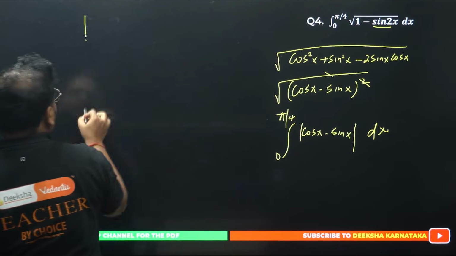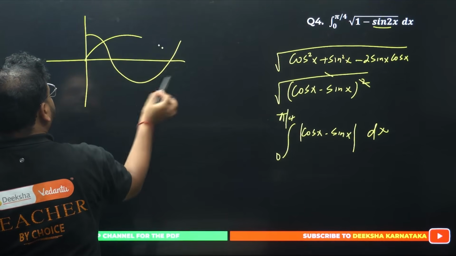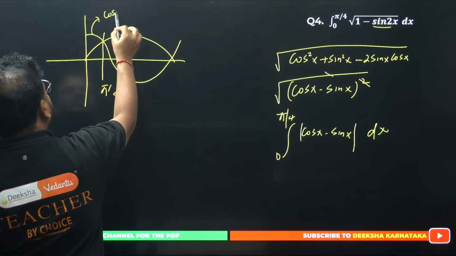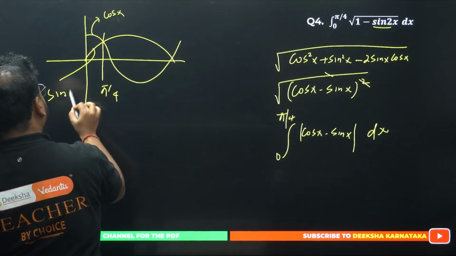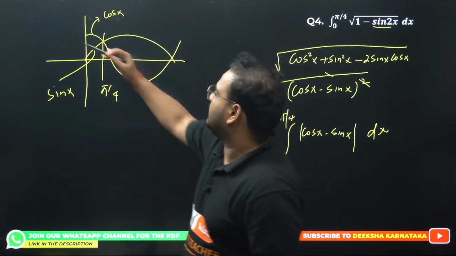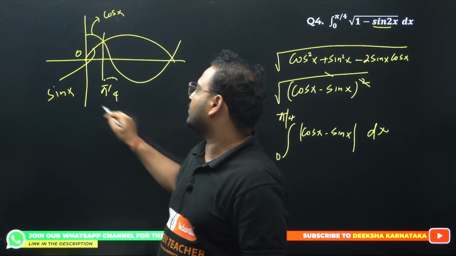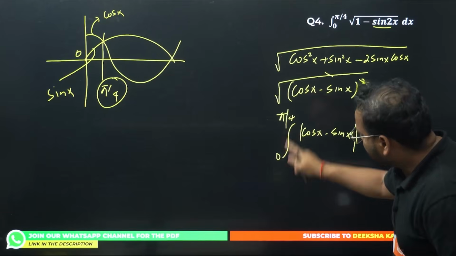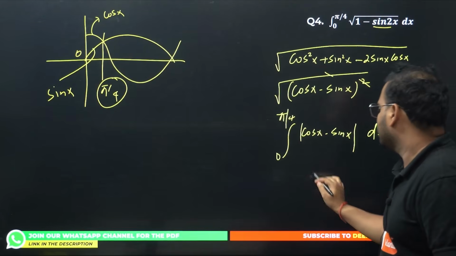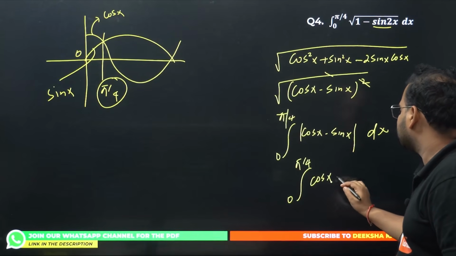Check this out, check the graph. Cos is over here, sin is over here. This value is pi by 4. The upper part is cos and the lower part is sin. All of you know cos is more than sin. Check this graph, cos is above sin, from the interval 0 to pi by 4. What is the interval given to you? 0 to pi by 4. It means that this will become positive. So I'll have the answer as 0 to pi by 4 cos x minus sin x.